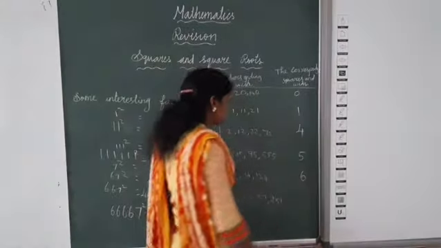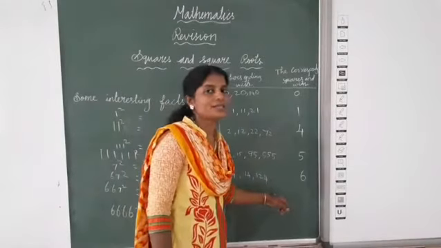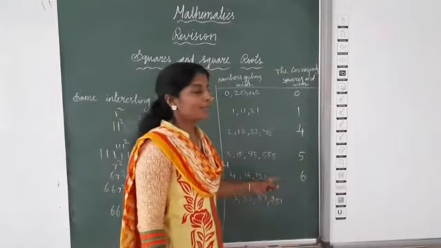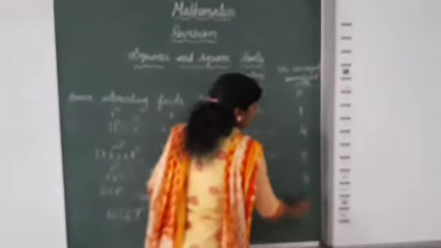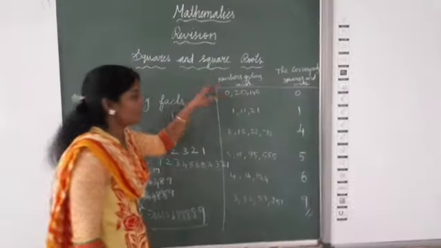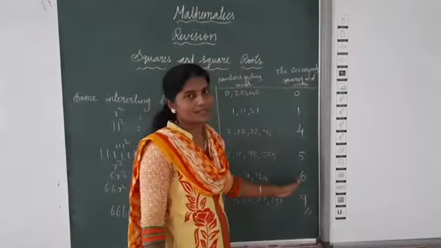Once digit is 6. Now, numbers ending with 3 or 7: 3 threes are 9, 7 sevens are 49. So the ones digit is 9. Okay, so squares of numbers ending with 0, 1, 2 also end like this.